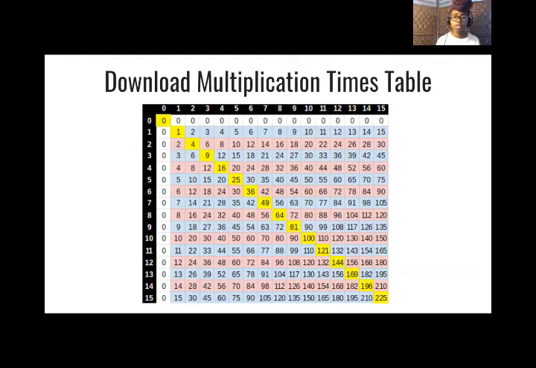So in order for you to understand how to do multi-digit multiplication using the standard method, you need to understand your multiplication facts. You're always going to be doing some type of one-digit multiplication, and you need to know at least from 0 to 9. So I have created this multiplication times table that goes up to 15, and also I have the perfect squares highlighted in yellow, and you can download your own using the link in the description of this video.